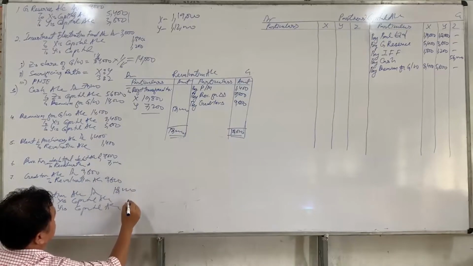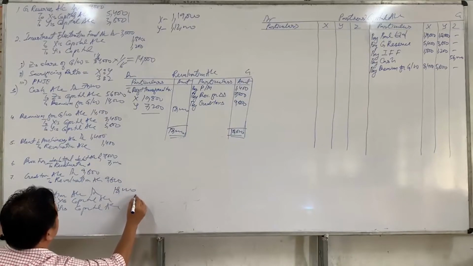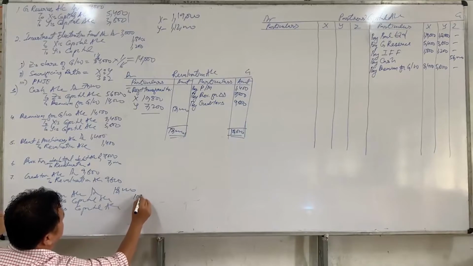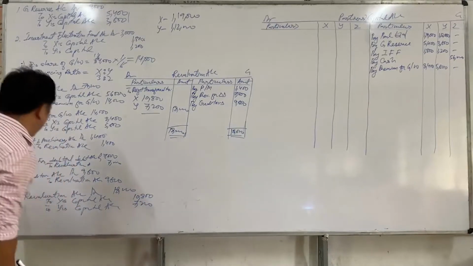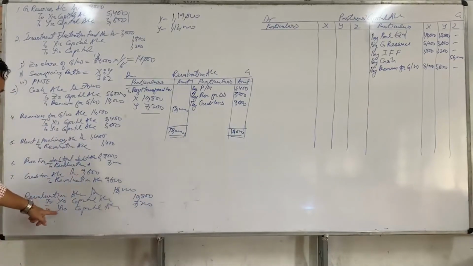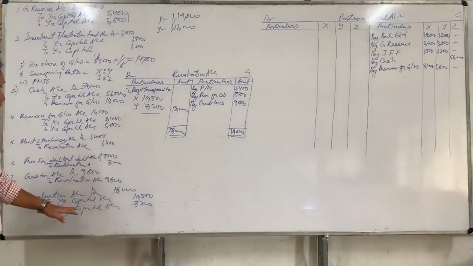So this profit of 18,000 is transferred to the capital accounts of X and Y, and the amounts are 10,800 and 7,200. Since profit is transferred to the capital accounts of X and Y, the revaluation account balance decreases. If it decreases, it should be debited. That is why the revaluation account is debited, whereas X and Y's capital accounts should be credited, since profit is transferred to their capital. So their capital will be increased.